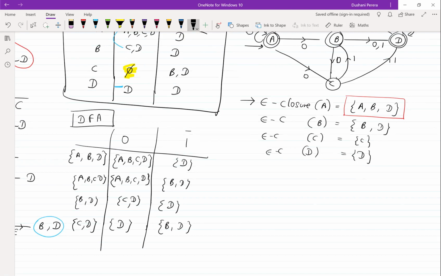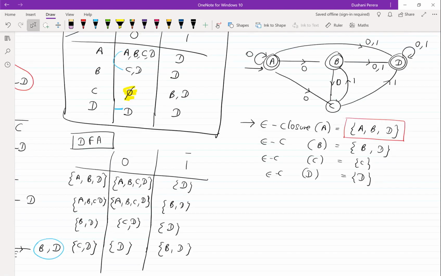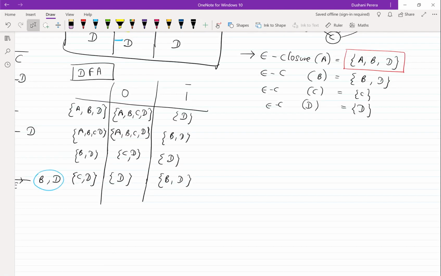Okay, now you have your table, and what do you do? You draw your DFA using this. Anybody who has the final state becomes your final state in the DFA. Okay, right. I hope you can draw the DFA. You just have to put these sets of states and draw the transitions between 0 and 1, where they will go.